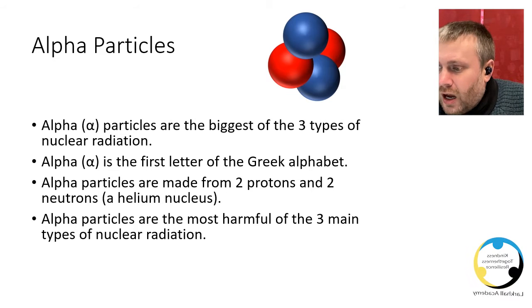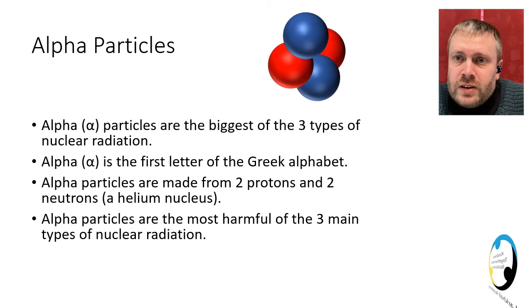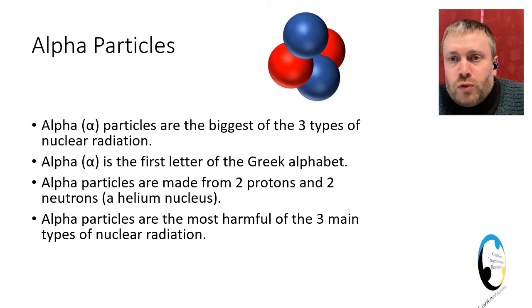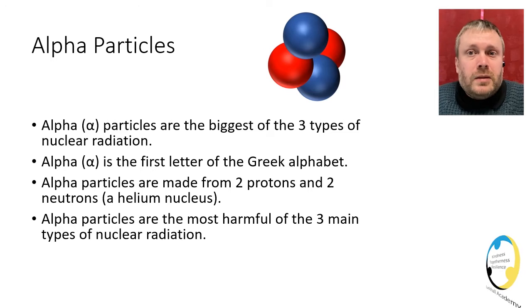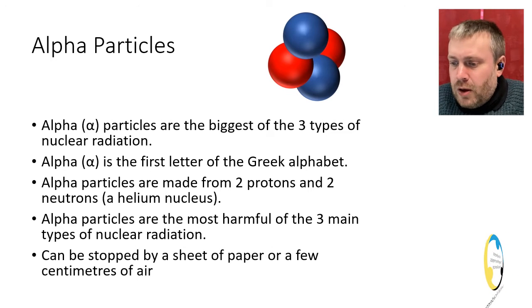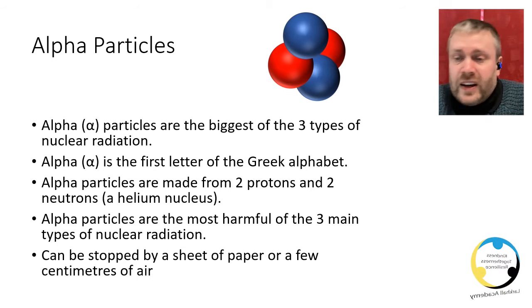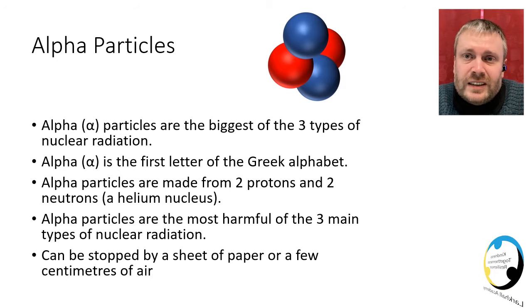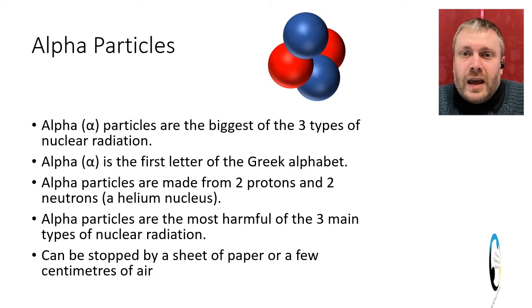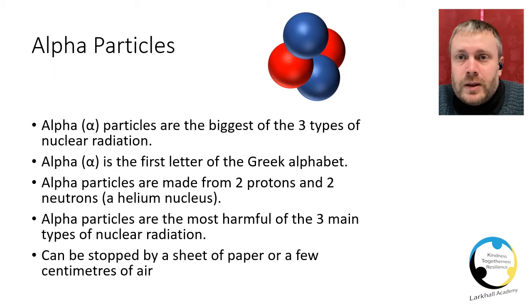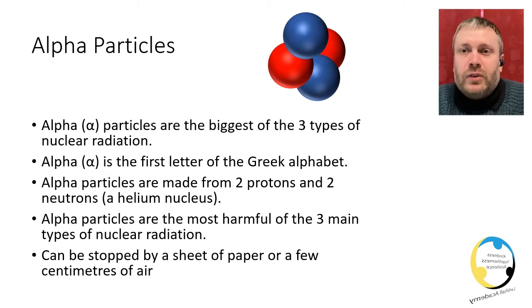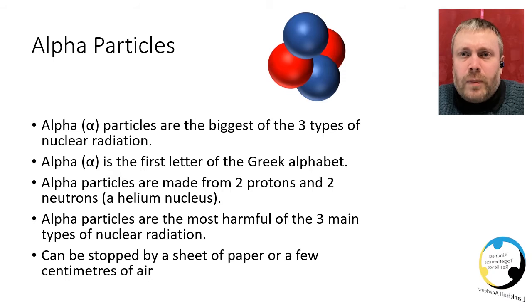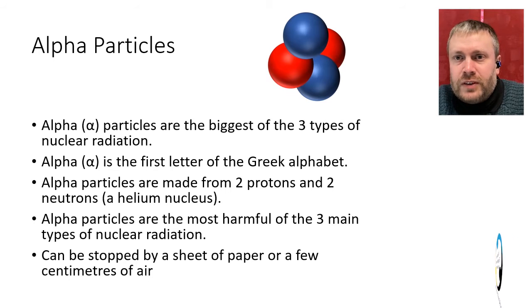Alpha particles are the most harmful of the three most common types of nuclear radiation that we're going to be looking at today. So they are the one that we need to be the most cautious with. However, they can be stopped by a sheet of paper or a few centimetres of air. Even just the distance that the camera is from me at the minute, if I had an alpha source there, the alpha particles more than likely wouldn't be able to make it to me, so I would be quite safe. So actually alpha particles aren't so bad because they can't travel very far in air.